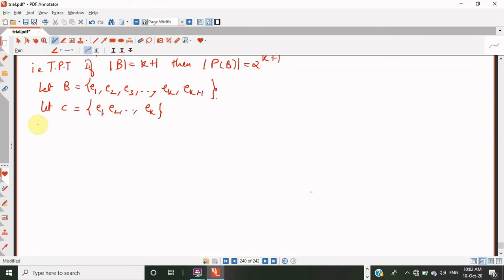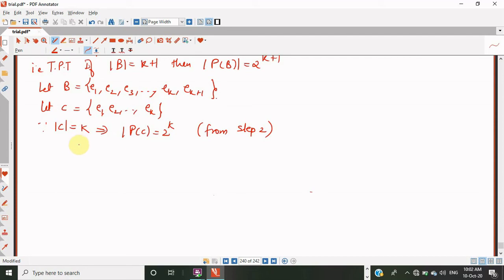I am taking this C because this C will contain k elements, and I'll be able to use the assumption. Now since the number of elements in C is k, the number of subsets that we will generate is 2 raised to k, and so the cardinality of the power set of C is 2 raised to k. Since cardinality of C is equal to k, this implies that the cardinality of P of C is equal to 2 raised to k. This is from our induction hypothesis, that is from step 2, which says that any set containing k elements is going to have 2 raised to k subsets.